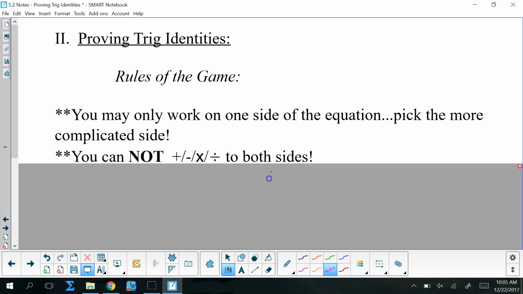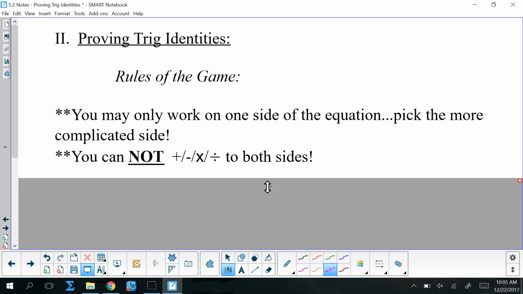Rule number 2 is you can't square both sides. You can't add something to move it over to the other side. You can't subtract something to move it over to the other side. The sides are locked in. That's what you got to go with.